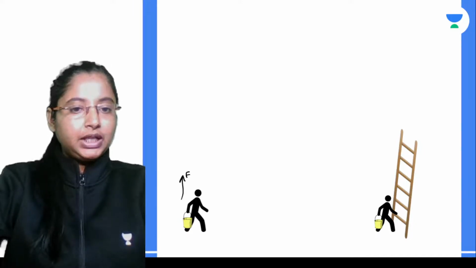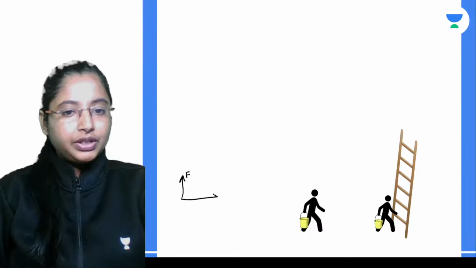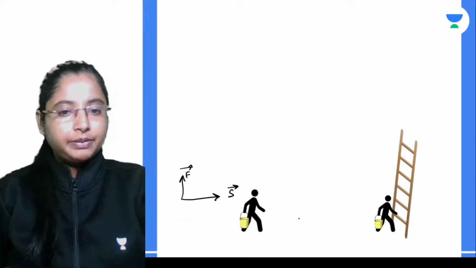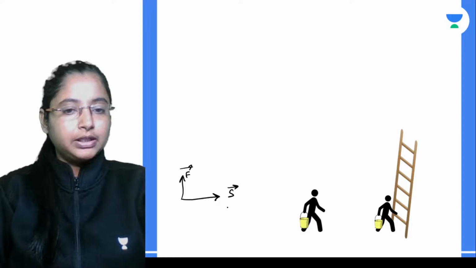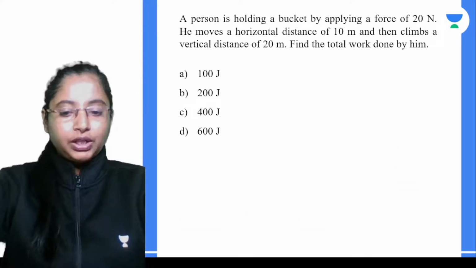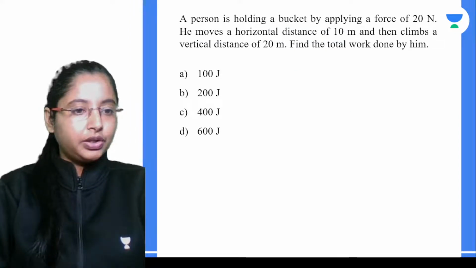Now, he is carrying the bucket and moving a certain distance. So force is in this direction. Displacement: initially he was over here, and from here he is getting displaced. The displacement vector is towards the right. So as he moves, he moves a horizontal distance.